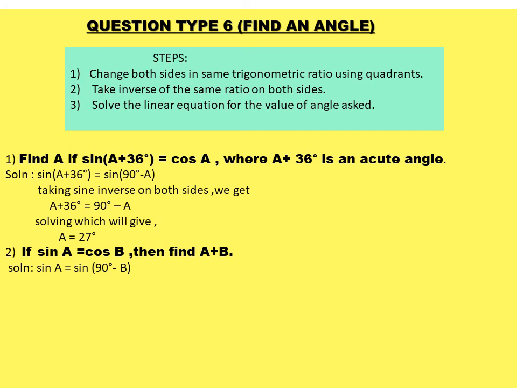Similarly, change this equation into the same ratio, so cos B will become sin of 90 minus B, right? And you will take the inverse on both the sides, sin inverse on both the sides, you will have A is equal to sin of 90 minus B. Sin inverse and sin will cancel each other, so A is equal to 90 degrees minus B. So B will go on the other side and you'll get A plus B is equal to 90 degrees. That you need to find out. A plus B निकालना था, that will be 90 degrees, right? So this is a simple question in which you have to find a single value, right? Let's move on to the next type.